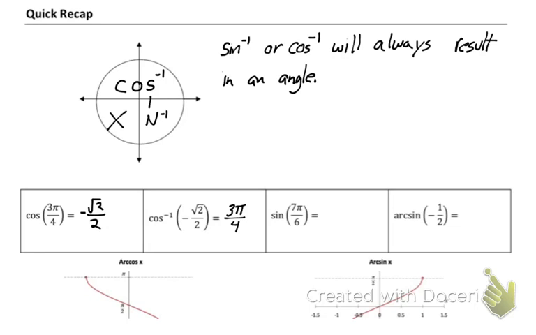All right, someone in Jack's group, what is sine of 7 pi over 6? Negative 1/2. All right, last pod. What is the arc sine of negative 1/2? 11 pi over 6.